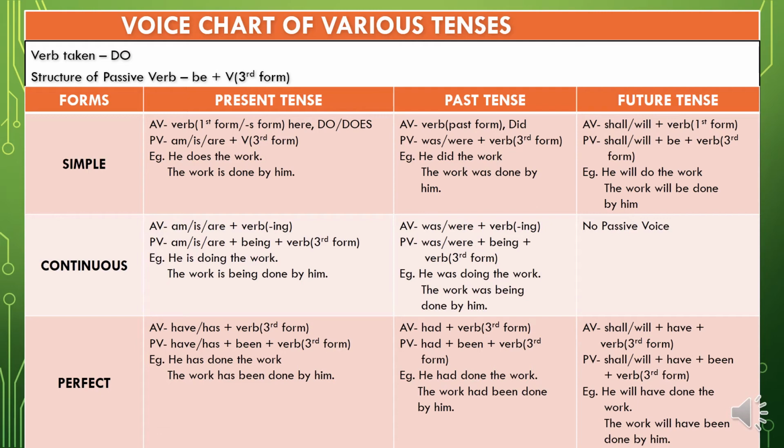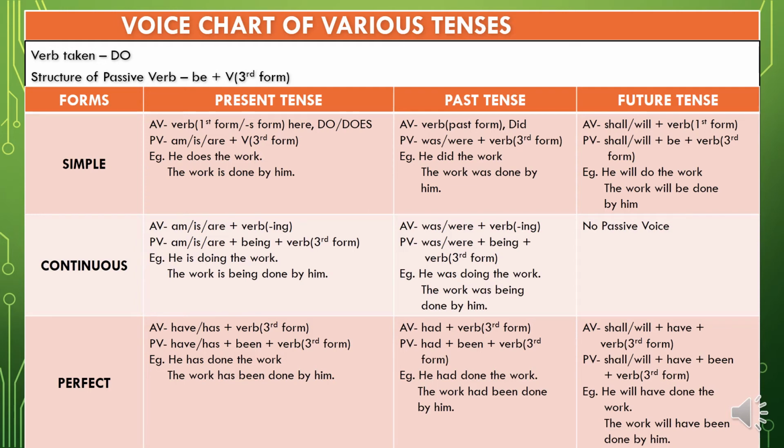Look at present tense, that means simple present tense. So verb in first form or S form, here do or does, it will be the active voice. Then in passive voice, what will happen? What will be the be verb that we have to use in passive voice? Am, is, or are plus verb third form. For example, he does the work.